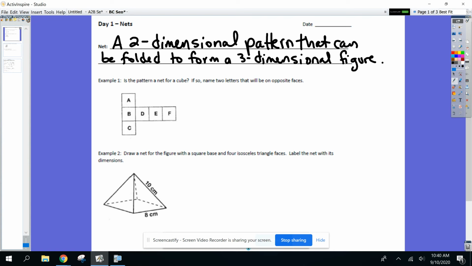Again, it starts in three-dimensional. I open it up, however I want to open it up, and then that becomes my net. So this is what I'm talking about as far as a net goes.